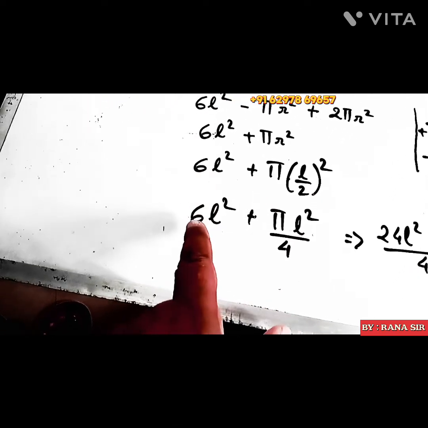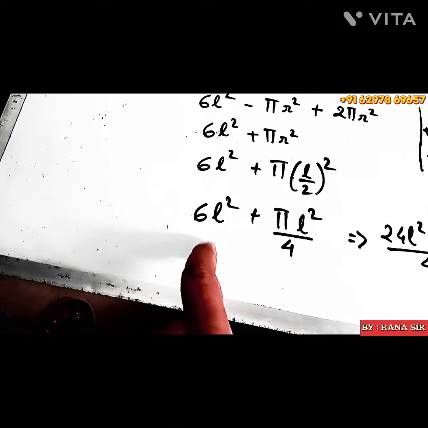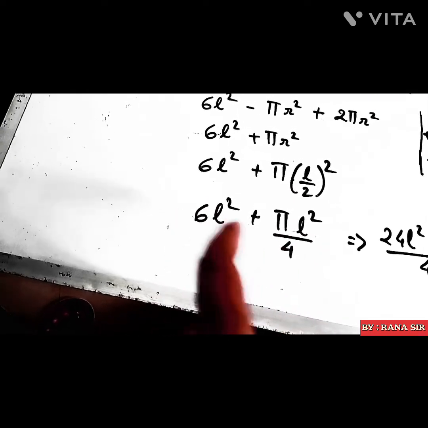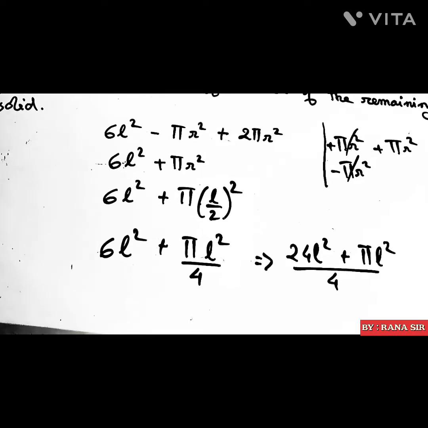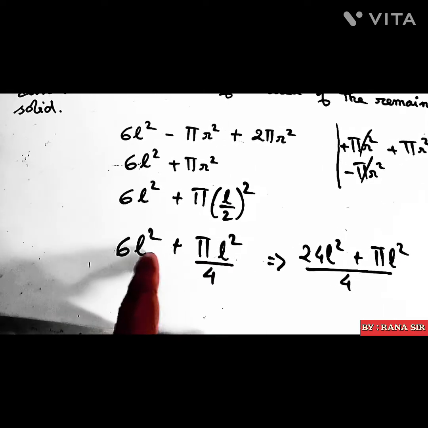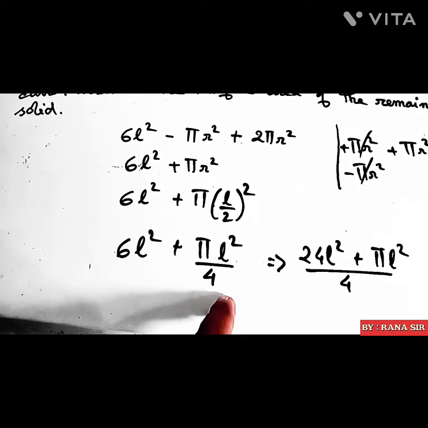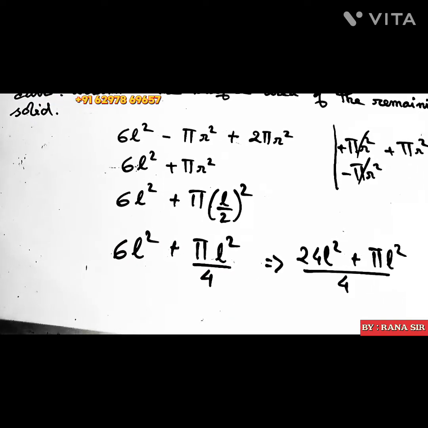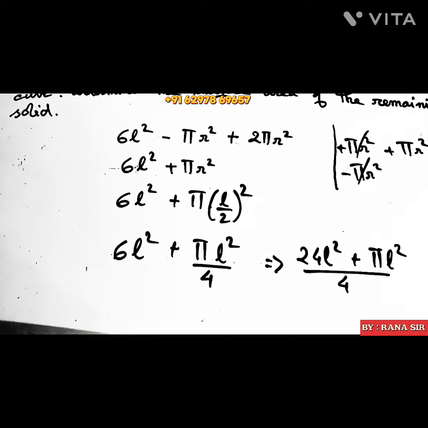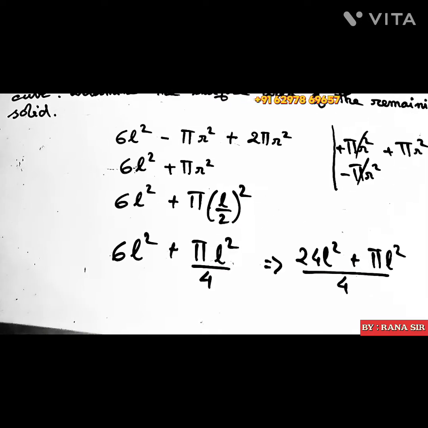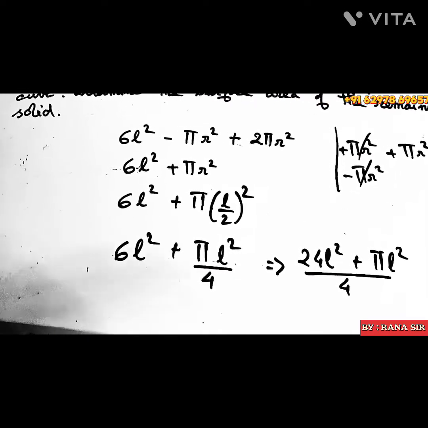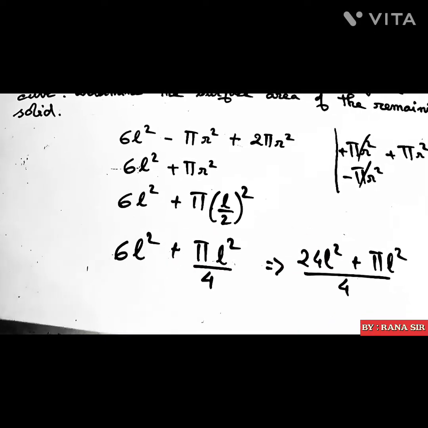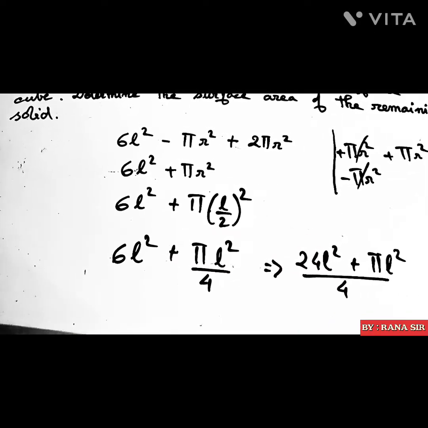Now 6L square has a denominator 1 and pi L square has denominator 4. We do an LCM or common denominator. So we multiply. 1 goes into 4 how many times? 4 times. So 4 into 6, 24 L square plus pi L square divided by 4. So this is the answer, but you can also do one step ahead. The L square can be kept common outside. So we'll do that also.